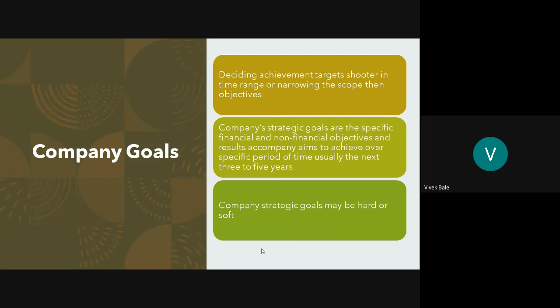So company strategic goals may be hard or soft goals. In that case, they may be financial as well as non-financial goals. Depending upon the situation, nature and type of industry, the goals of the company may differ. Now, you will ask me, sir, what is the role of goal in a company? Basically, goals play an important role in strategic management because goals determine the company's relationship with the environment, setting up what the organization wants to achieve for its customers, for its employees, and for the society.